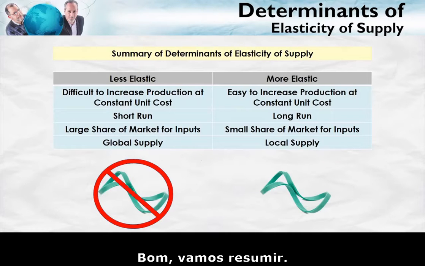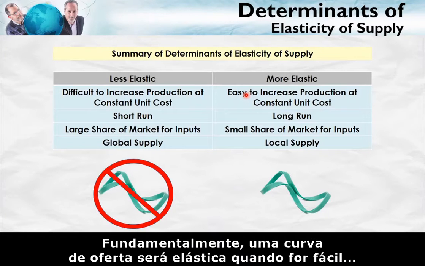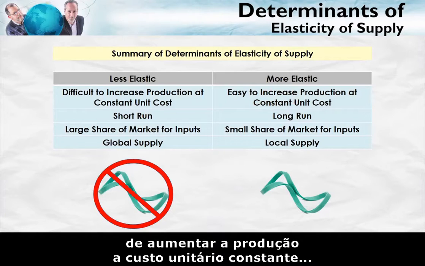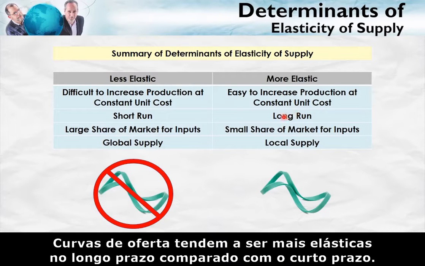Okay, let's summarize. What makes a supply curve more elastic? Fundamentally, a supply curve will be elastic when it's easy to increase production at constant unit cost, or when it's easy to increase production without increasing the unit cost very much. Supply curves tend to be more elastic in the long run compared to the short run.